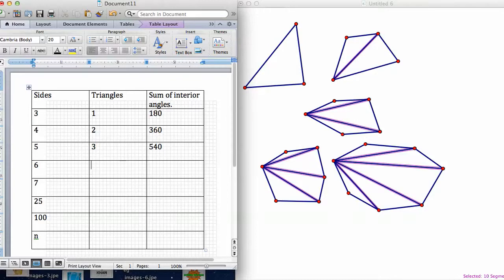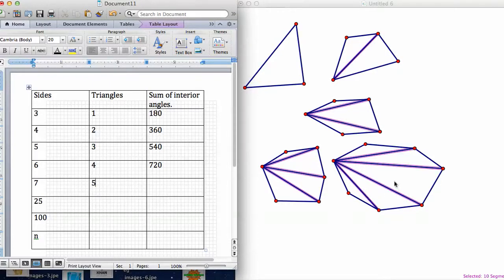Likewise, I could go to the six-sided figure, which is right here. There are going to be 4 triangles. Likewise, 4 times 180 will give me 720 degrees. And a 7-sided figure will give me 5 triangles.